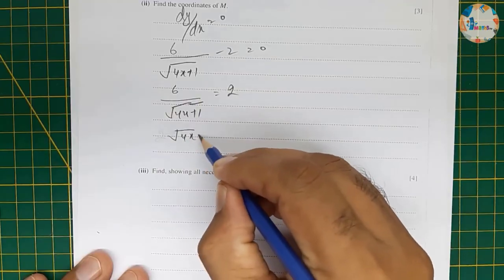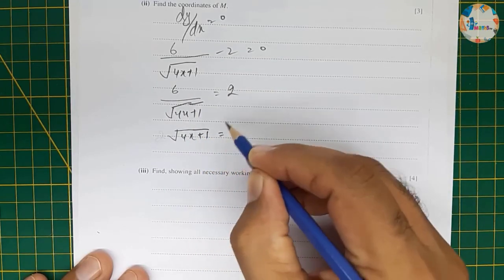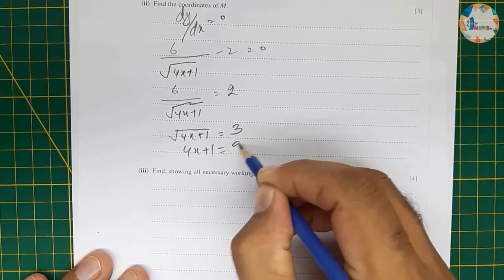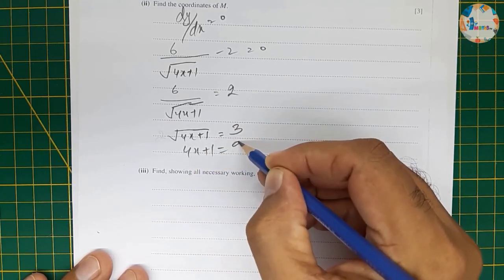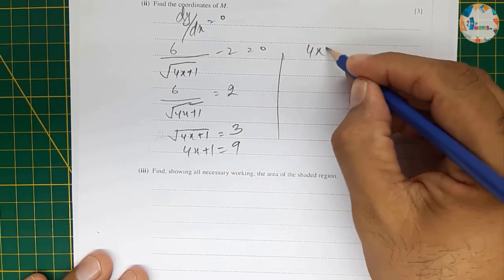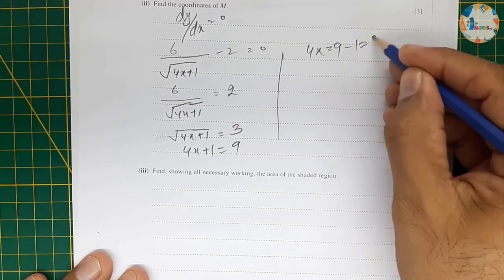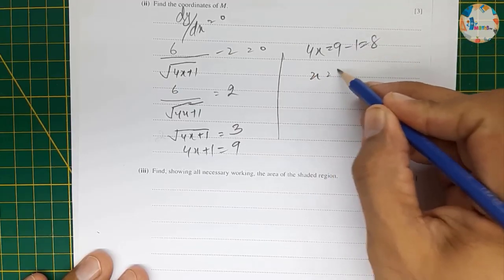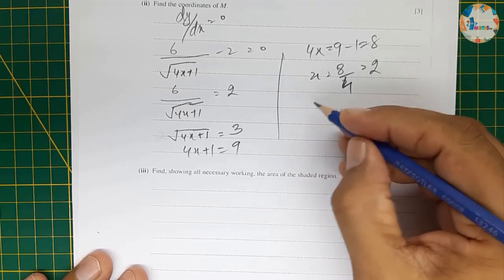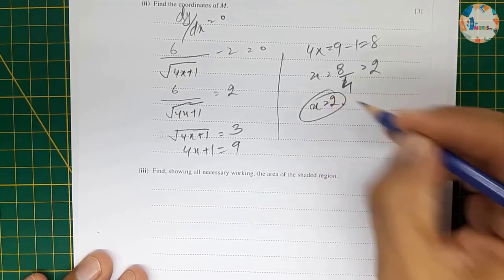So it will be root of 4x plus 1 is equal to 3, and we can take the square. So 4x plus 1 is equal to 9. So it means we can shift 1 to the other side. So 4x is equal to 9 minus 1, which is equal to 8. So x is equal to 8 by 4, which is equal to 2. So x is equal to 2 will be this value.